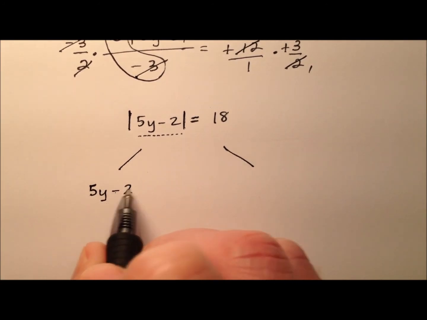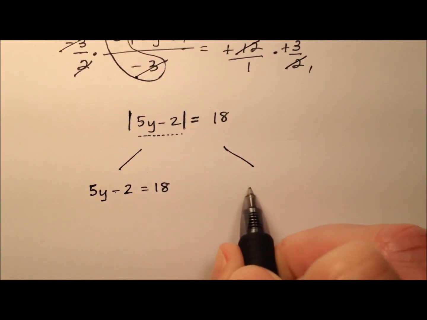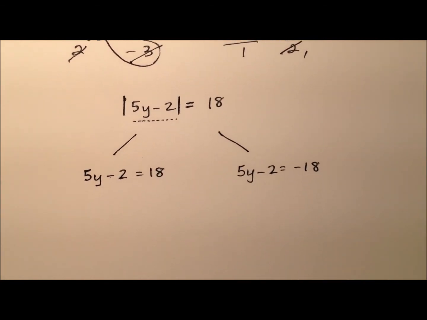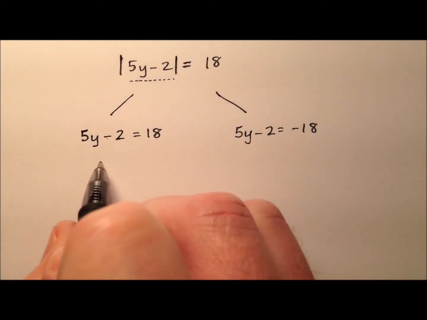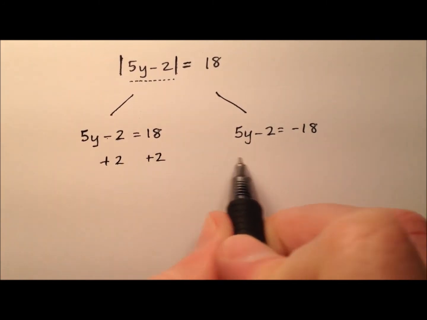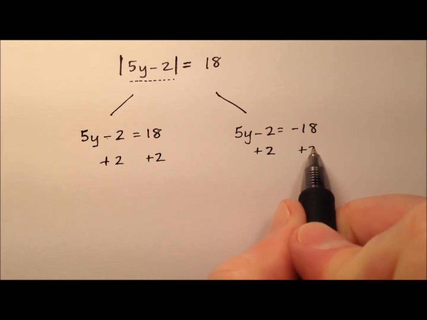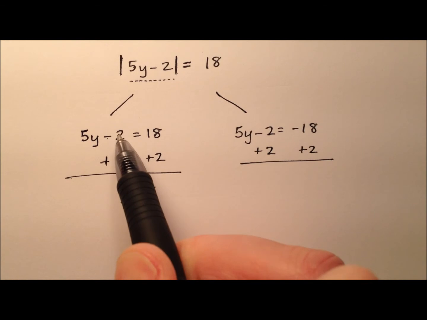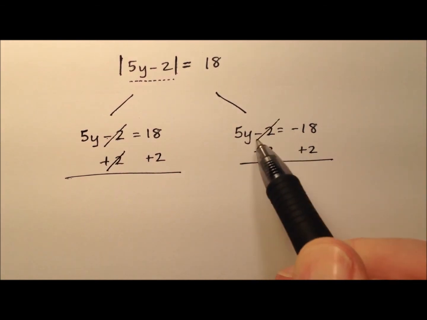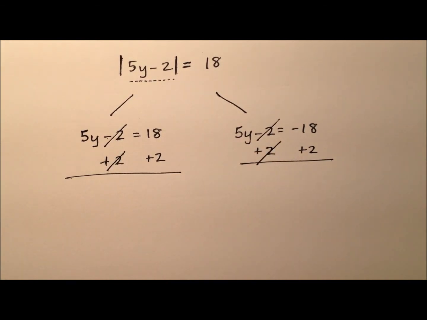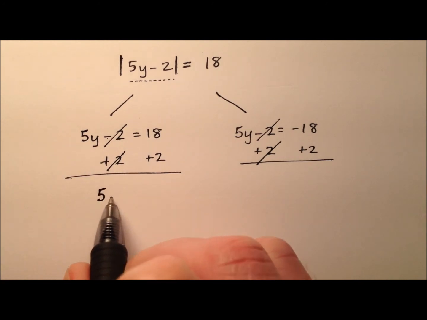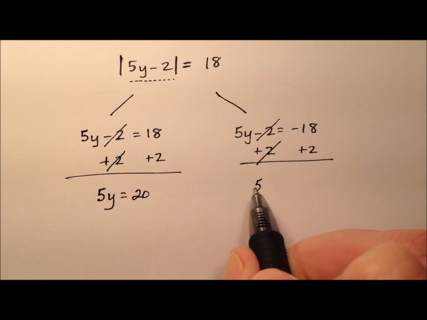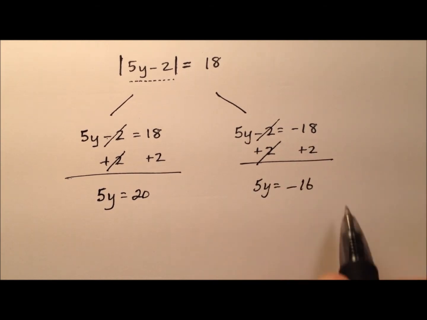Let's see, 5y minus 2 could equal positive 18. Also 5y minus 2 could equal negative 18. And let's go ahead and solve both equations independently. And even though they are independent, you'll notice the properties of equality that we'll use are going to be the same. So adding 2 to both sides on both equations. On the left one, it gives us 5y equals 20. And on the right one, it gives us 5y equals negative 16.